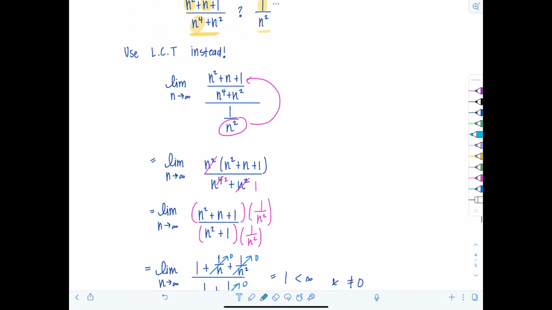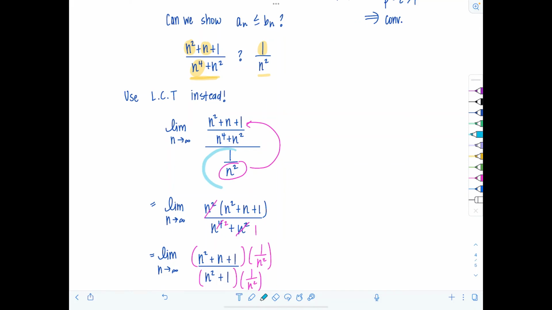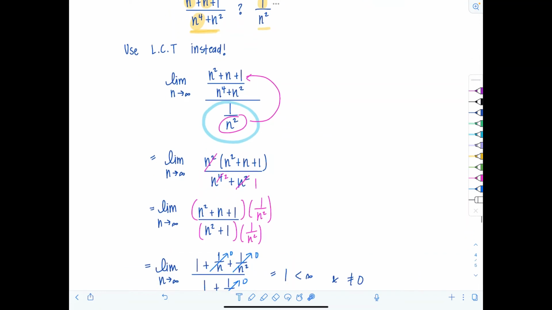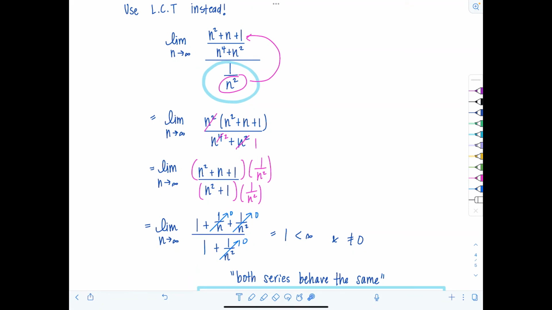It all comes down to your choice of Bn, what to compare it to. If you pick Bn too aggressively and it's growing faster than your terms, An, then that limit's going to be 0. Or if these terms grow a lot faster than Bn, then that's when you'll get infinity. And so it doesn't tell you anything about what both series do. That's why you have to choose Bn so carefully. That way this limit comes out to be a finite non-zero number.